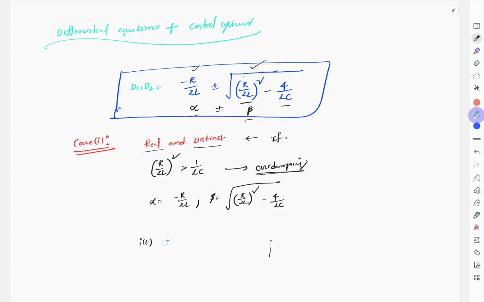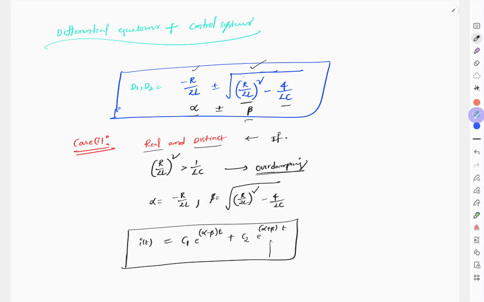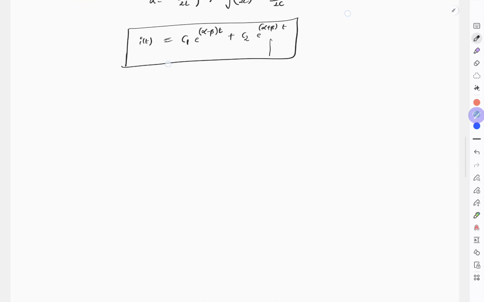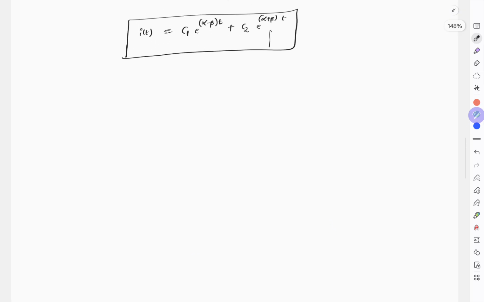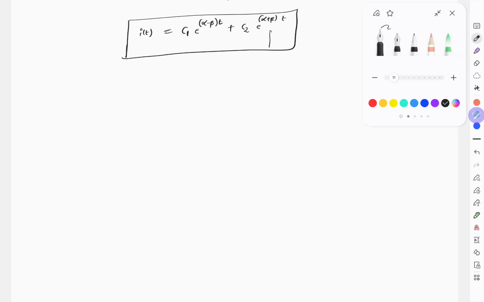The current formula is C1 e power (alpha minus beta) t plus C2 e power (alpha plus beta) t. You need to remember this. This is the same, and you can use it in parallel RLC also. Okay, you got it, right? Next, second case. Case 2.